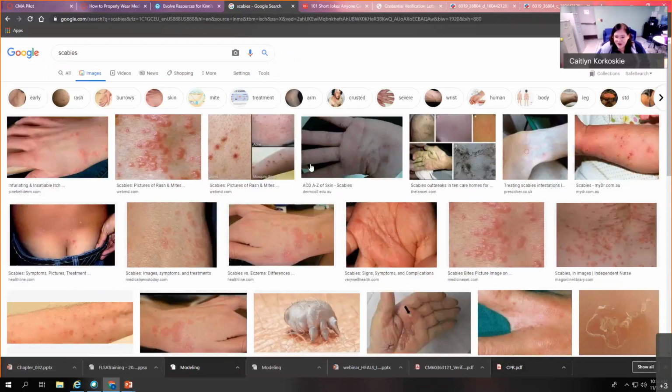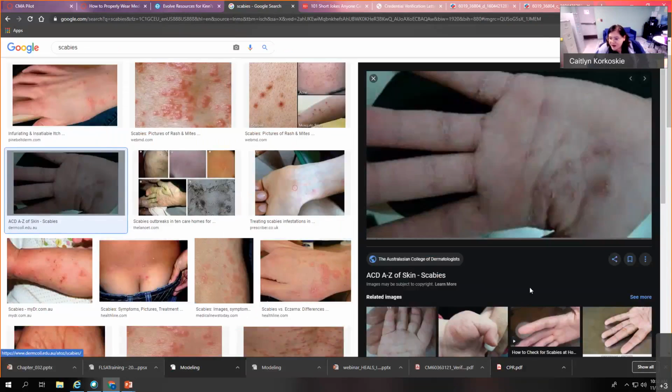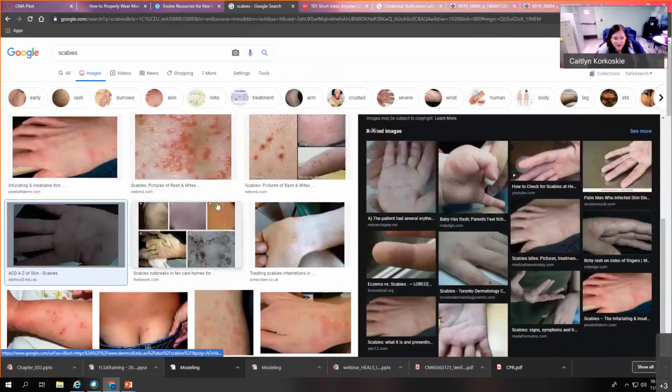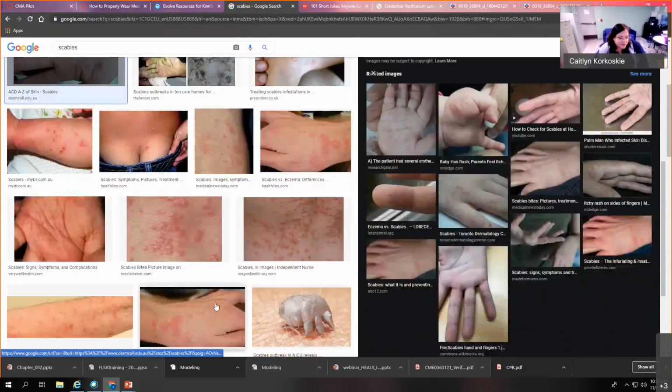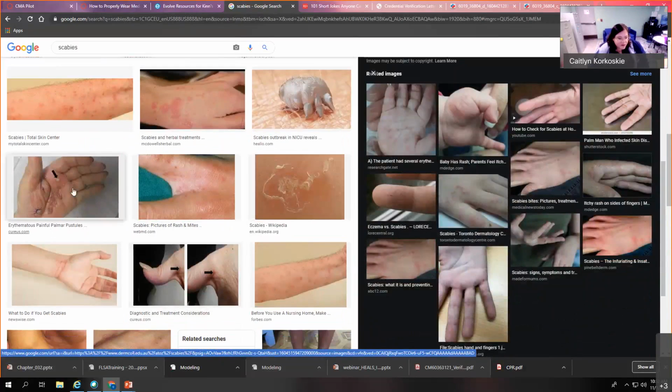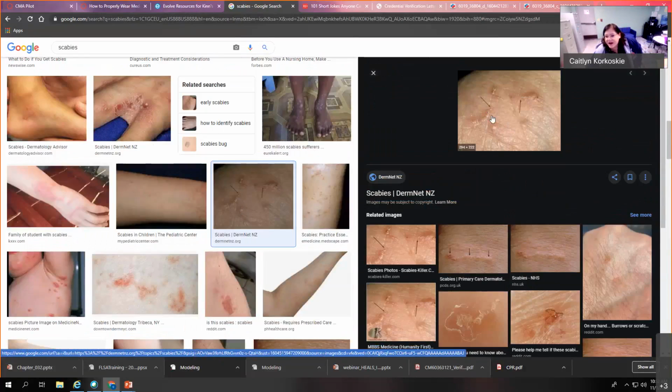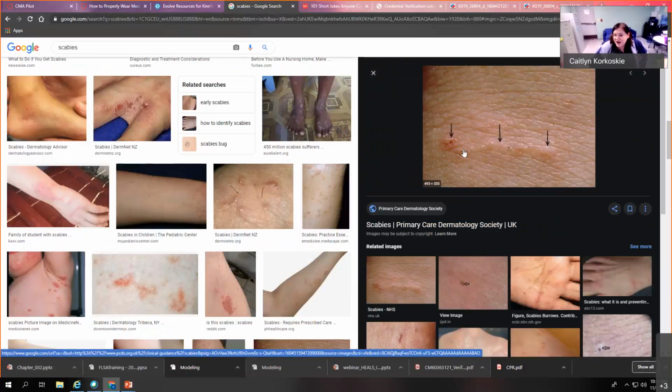When you actually see someone who has scabies, I'm trying to get a good picture of it. That one's not very clear. Here we go. You can kind of see underneath the skin, it almost looks like a tunnel type thing. There's another good picture of it too, where you can actually see where it traveled through.